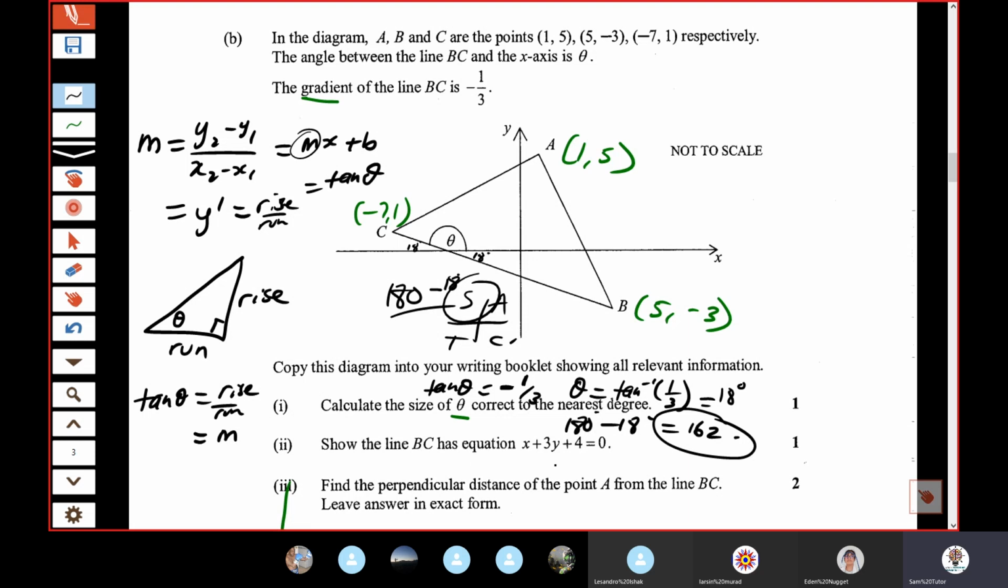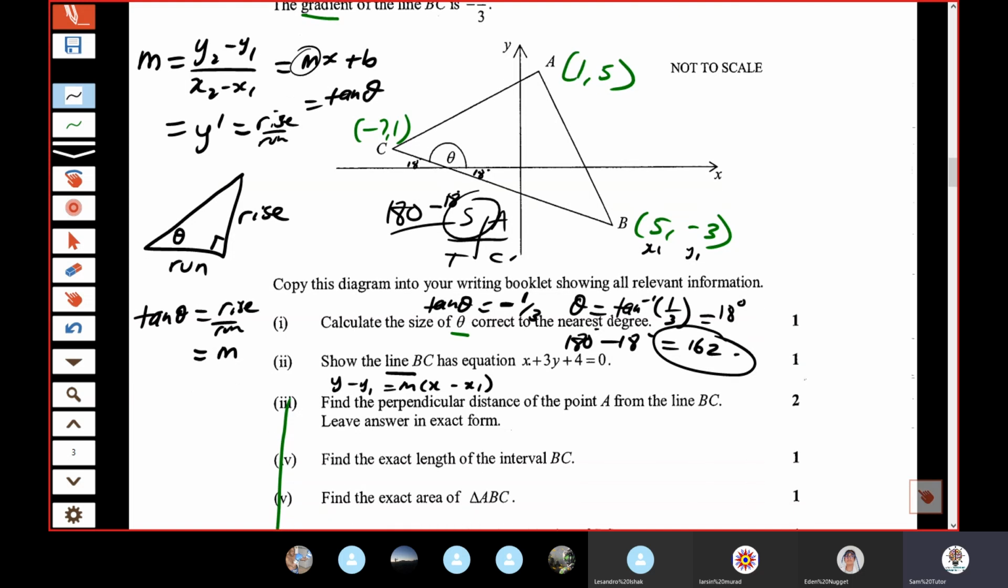All right. Show the line BC has this equation. To show the line BC, how do we find the line? Equation of a line. That's the one. Does that make sense? So if it says find the equation of a line, we do y minus y1 equals m(x minus x1). It doesn't matter which point. I'm just going to pick this one, x1, y1. You already know what the gradient is, so let's go ahead and try to get it out.